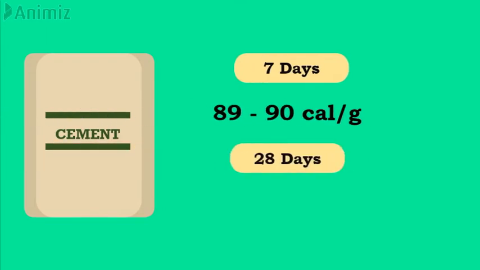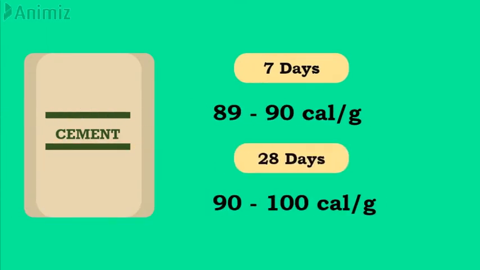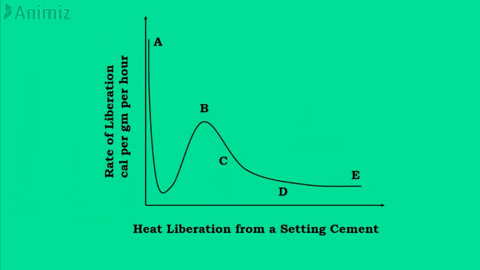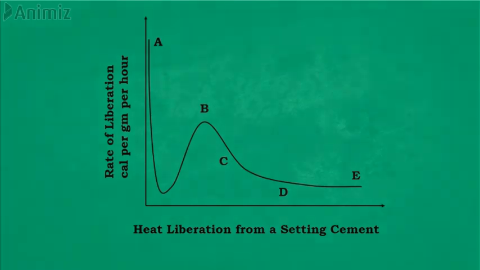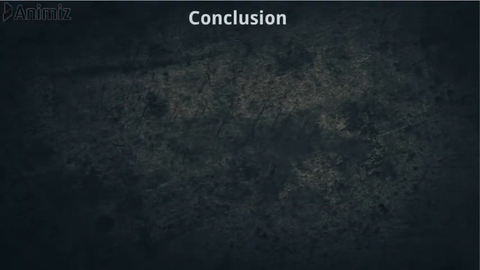Normally, ordinary Portland cement produces 89 to 90 calories per gram in 7 days and 90 to 100 calories per gram in 28 days. Thus, the reaction involved in the evolution of heat is faster in the early period and continues indefinitely at a decreasing rate. Now let's conclude.